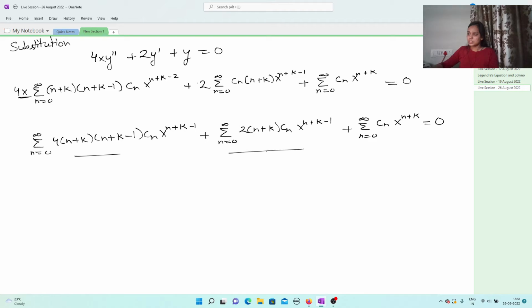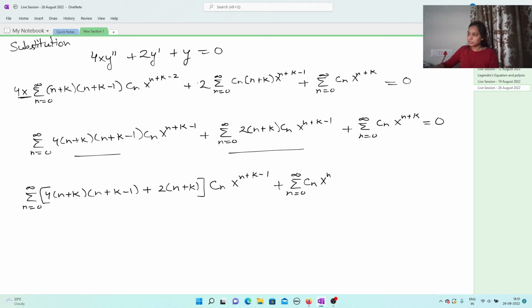Now these terms can be combined. So what will it be now? Summation n equals 0 to infinity 4(n+k)(n+k-1) plus, from there it comes 2(n+k), c_n x^(n+k-1), and then we have this other term, summation n equals 0 to infinity c_n x^(n+k), equal to 0.